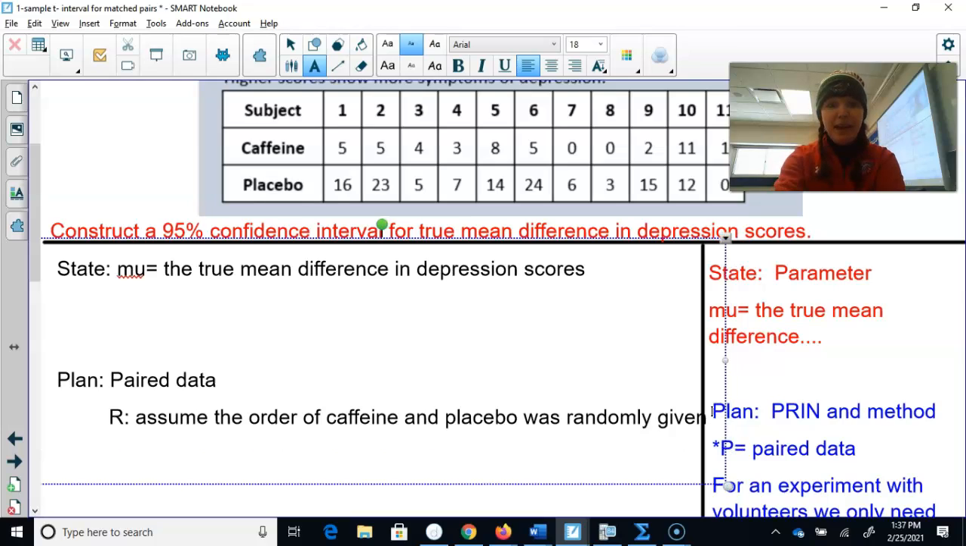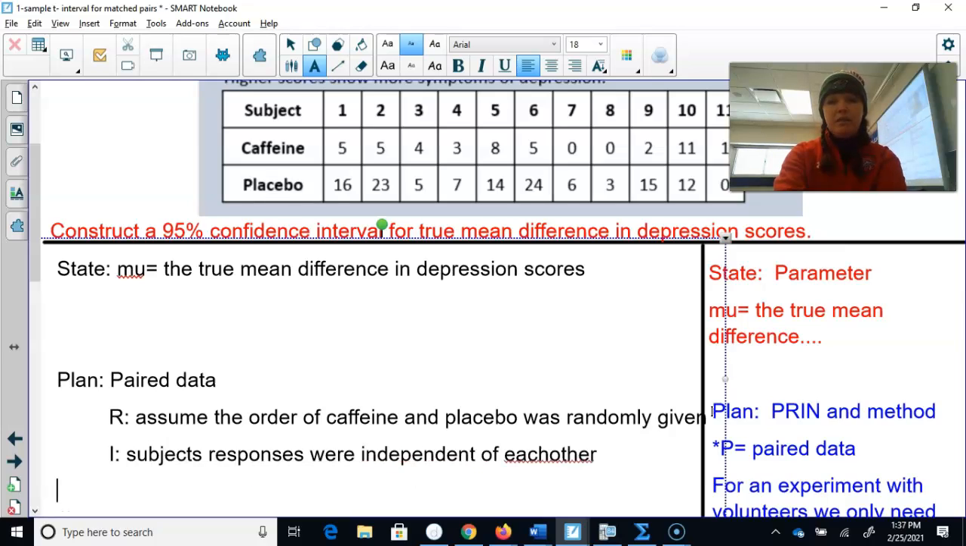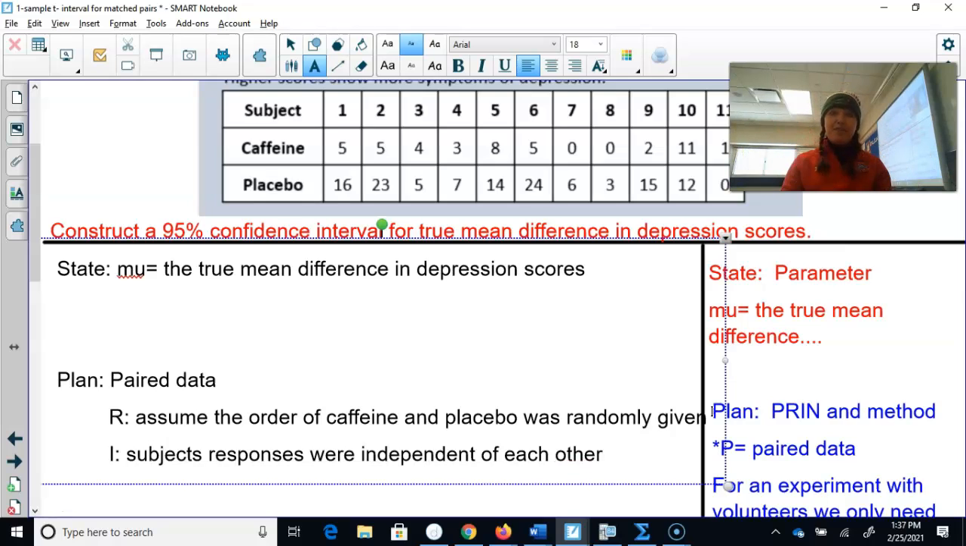Next, what we learned from the last video is that for paired data or a matched pairs experiment, for the independence rule, what we just say is that subjects' responses were independent of each other. Again, that was new learning from the last video.